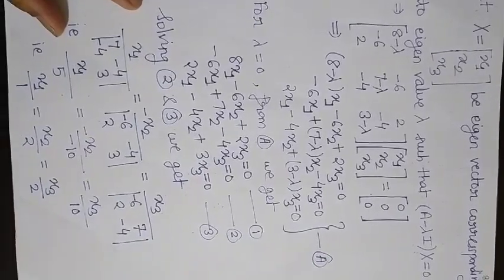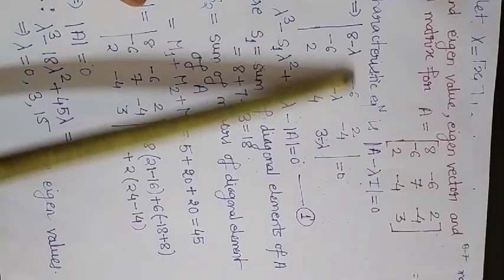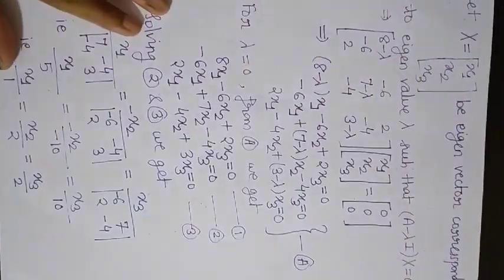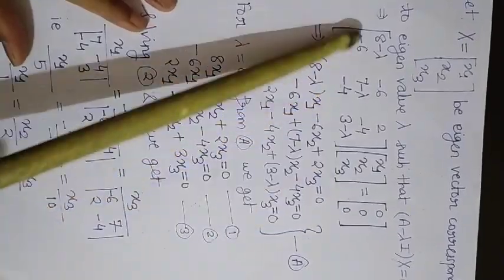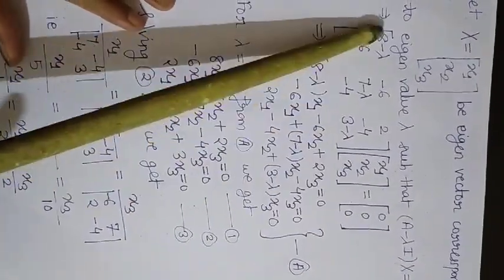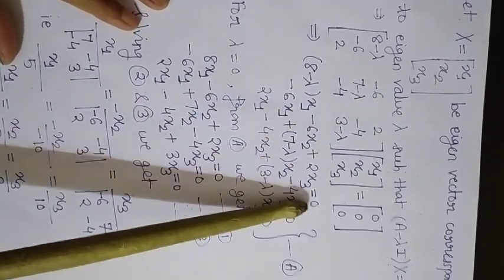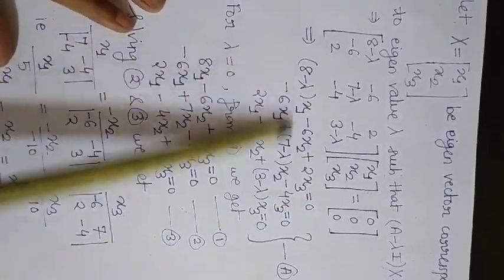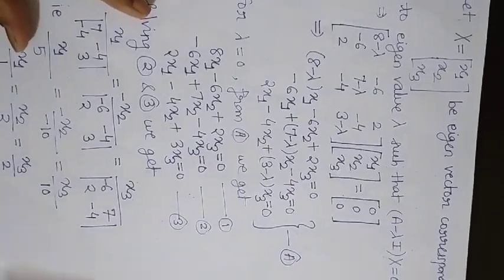We already have A minus lambda I in the determinant. You can see the elements here. Write these elements in the matrix times [x1, x2, x3] equal to [0, 0, 0]. Now multiply these matrices. So (8 minus lambda) x1 minus 6 x2 plus 2 x3 is equal to 0. Likewise you will get the remaining 2 equations. This is called equation number A.